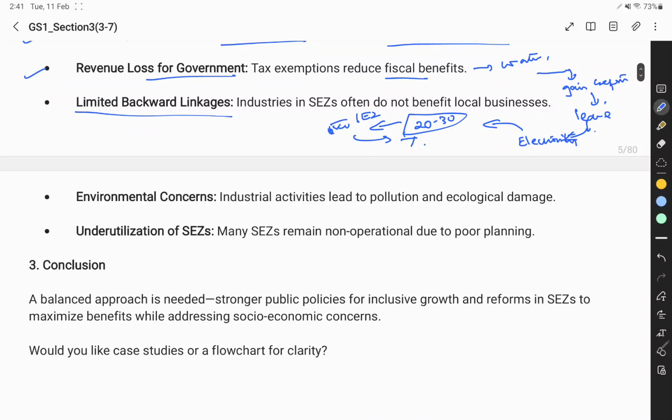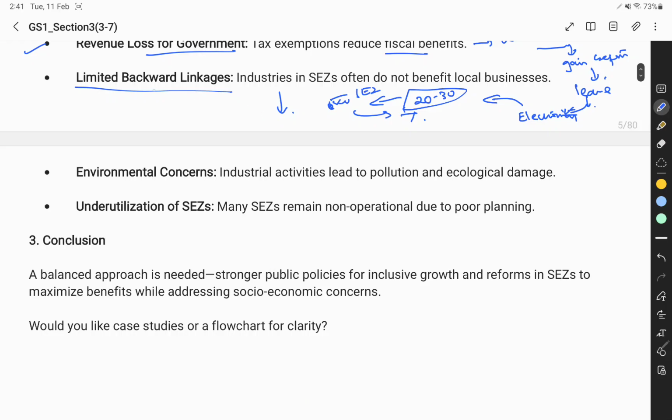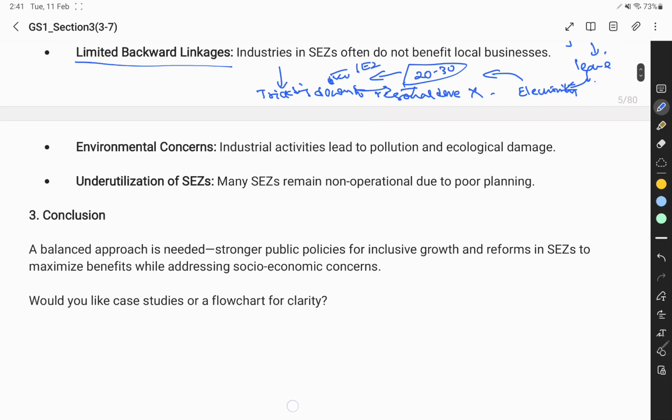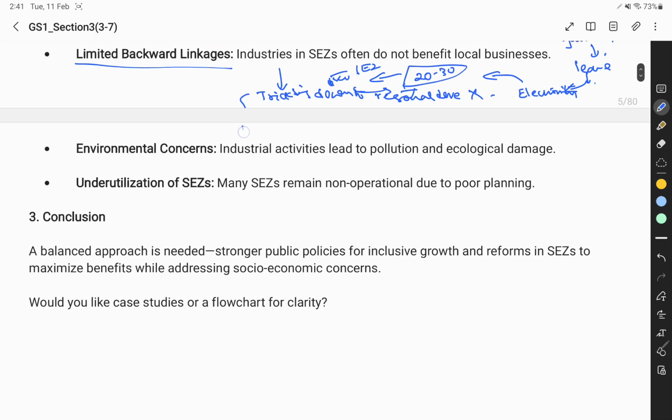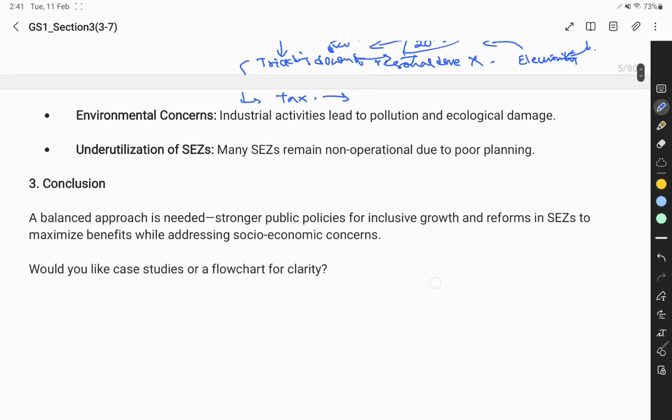Then the limited backward linkages. The industries in SEZ often do not benefit the local businesses. This is true, they actually do not have linkages. This is called trickling down, and regional development does not happen. Why? Because they come here not to do regional development but to gain tax benefits. So this is why they are not responsible for regional development.